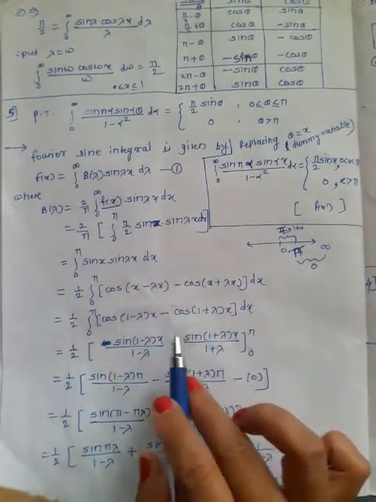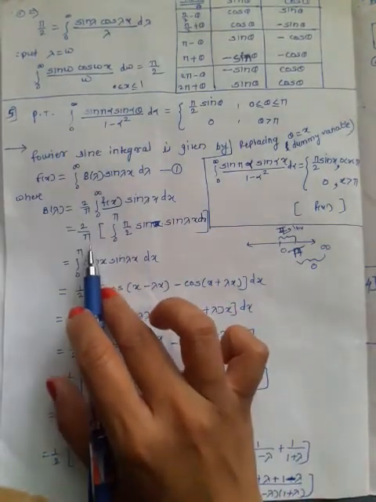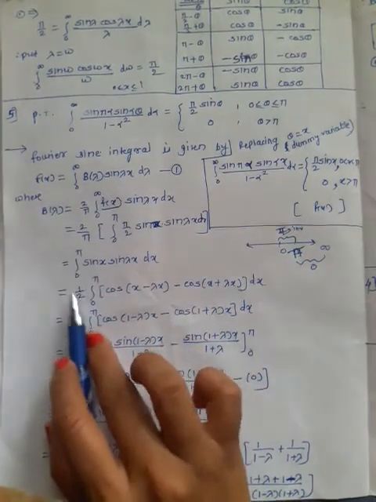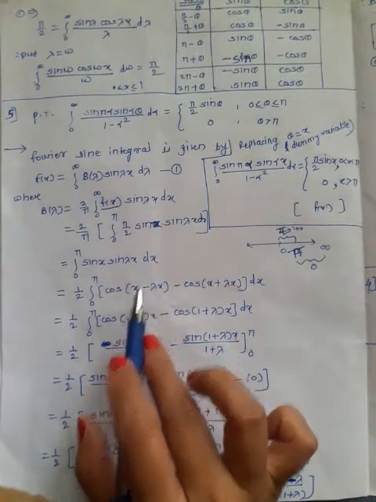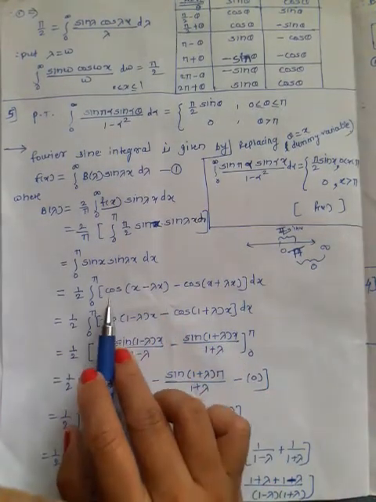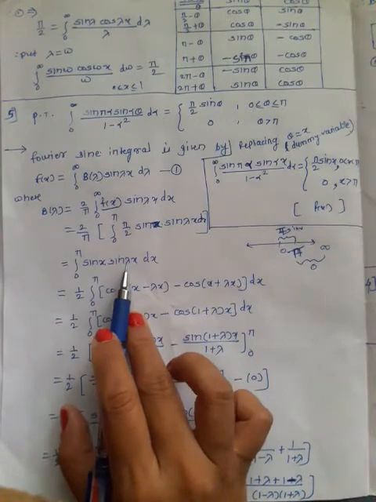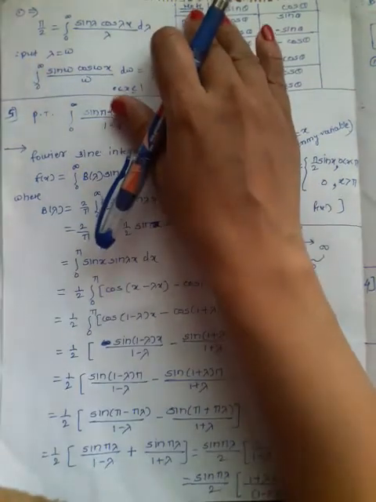Okay, now we have to solve this integration. Pi by 2 by pi gets cancelled. Integration 0 to pi sine x sine lambda x dx as it is. Now of course we have to use the sine a sine b formula. What is sine a into sine b?